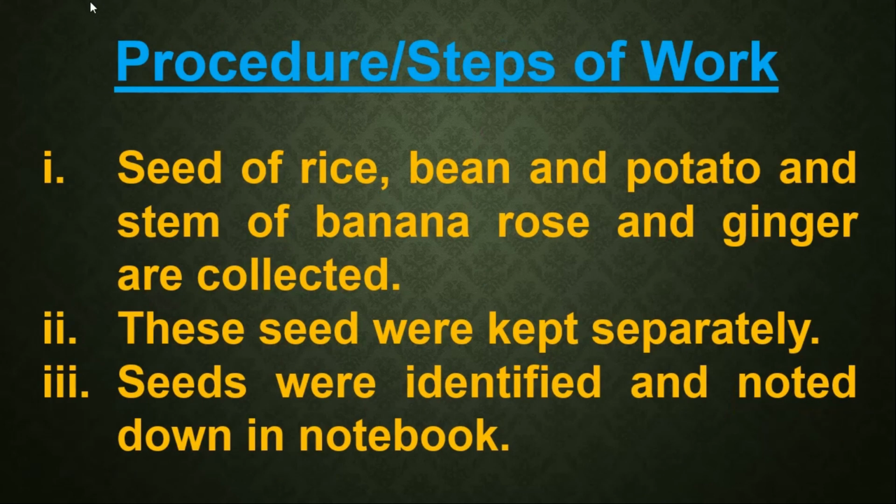Now it's time to know about procedures and steps of work. Number 1, seeds of rice, bean and potato and stems of banana, rose and ginger are collected. Number 2, these seeds were kept separately. Number 3, seeds were identified and noted down in the notebook.